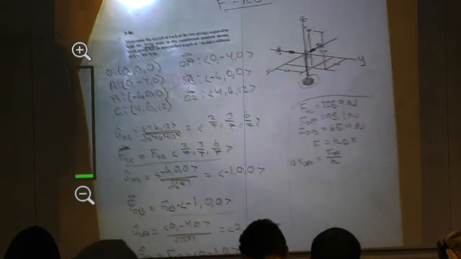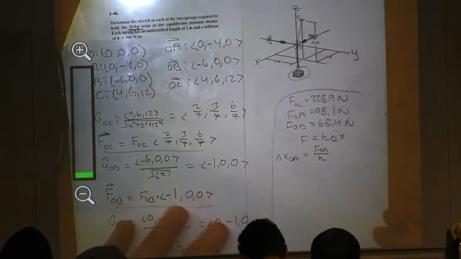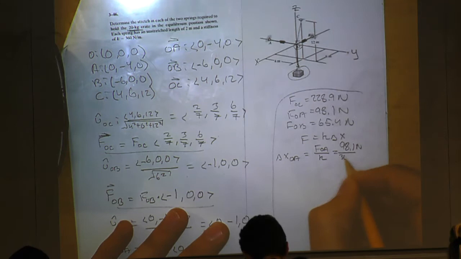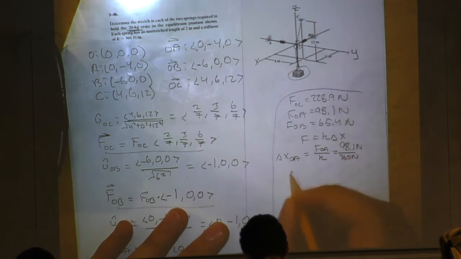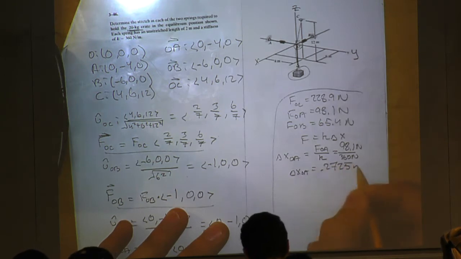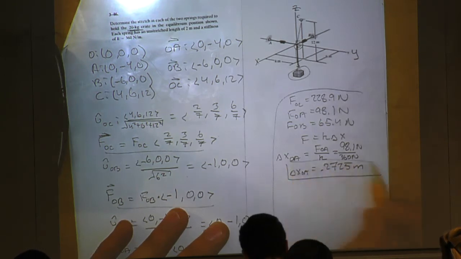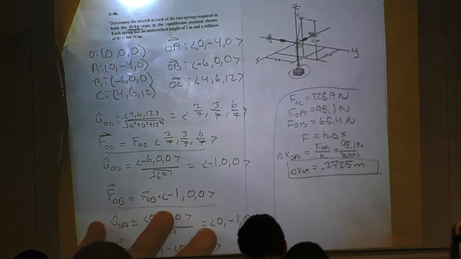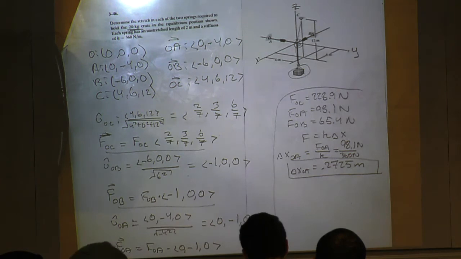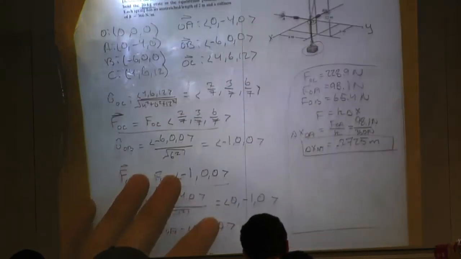So that comes out to 98.1 over 360. And so delta x OA is equal to 0.2725 meters. Okay, and that makes sense. It's not a huge amount. It's also not a very, very minuscule amount. So if you have numbers that are 10 to the 3, it's probably not the right answer. Likewise, 10 to the negative 3. So that's just realizing what your bounds are and what dimensions you're working with.